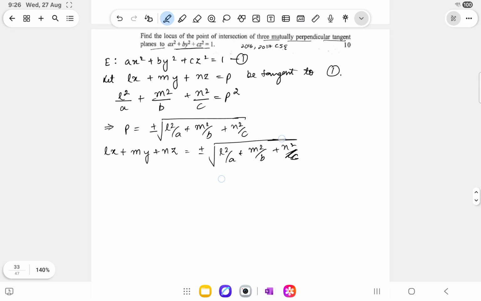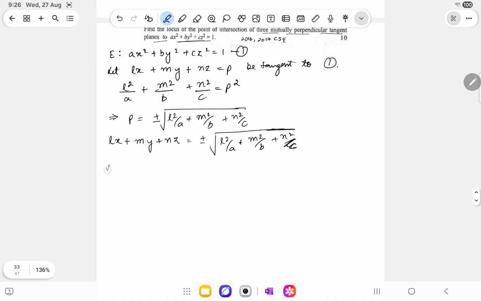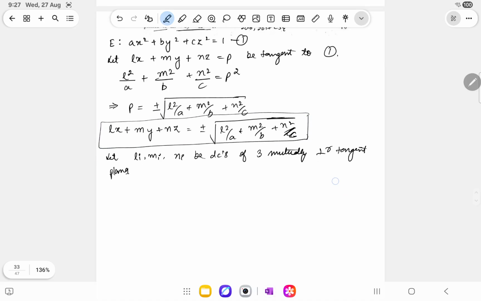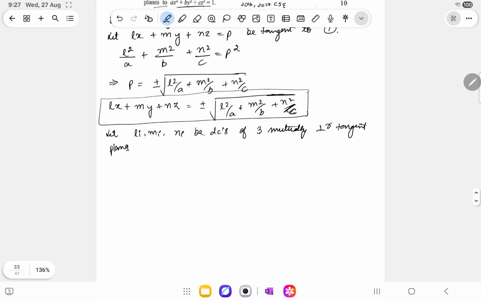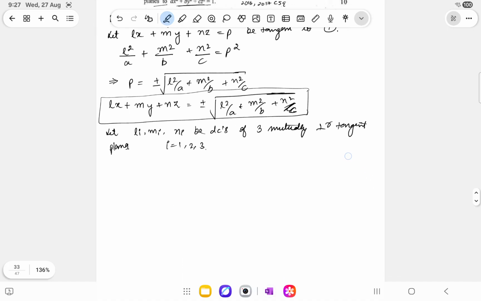So we are supposed to find the locus of intersection of three mutually perpendicular tangent planes. So let us assume that li, mi, ni be the direction cosines of three mutually perpendicular tangent planes. And we have just seen that any arbitrary tangent plane to 1 will be of this form. So I can just substitute li, mi and ni for i is equal to 1, 2, 3 to get the equations of three tangent planes which are mutually perpendicular to each other.